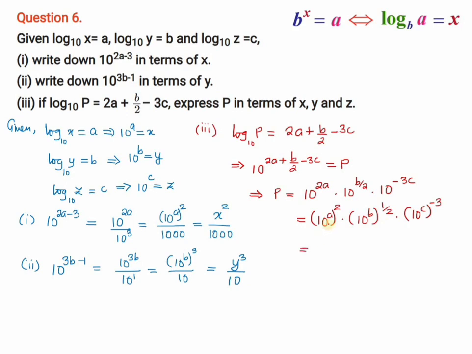Let's put the values. So 10 to the power a is x, so it is x squared, into this is y to the power half, into 10 to the power c is z, so it is z to the power minus 3. So ultimately your value for p will be equal to, okay, so I'm going to take this to the denominator. So this is x squared, y to the power half can be written as square root of y also, divided by this is z cube. So this is going to be your answer for this particular question. Pause the video and note down your solution.